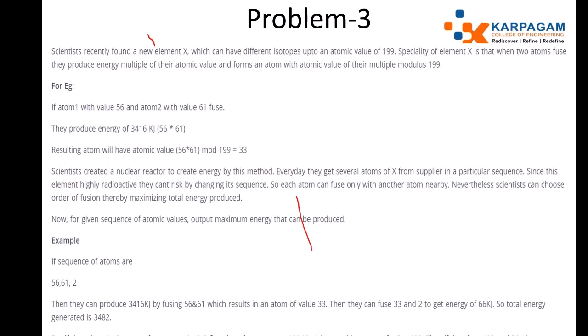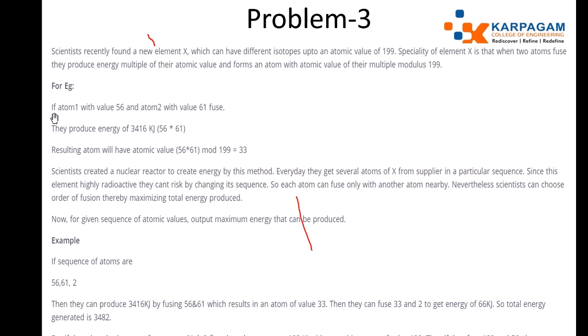Problem statement, isotope fusion. Scientists recently found a new element X which can have different isotopes up to an atomic value of 119, maximum value is 119. The speciality of this element X is that when two atoms fuse, they produce energy multiple of their atomic values and form an atom with atomic value of their multiple modulus 119.